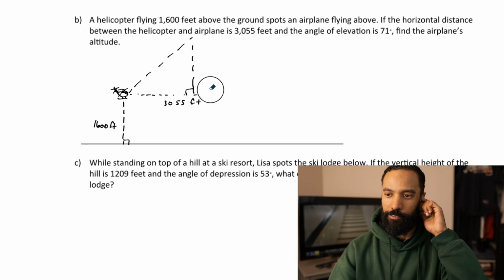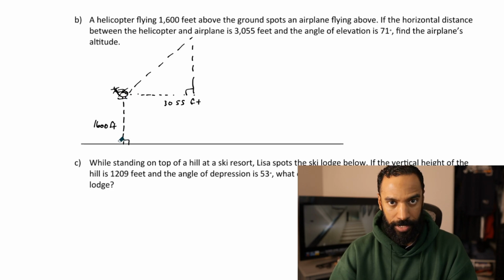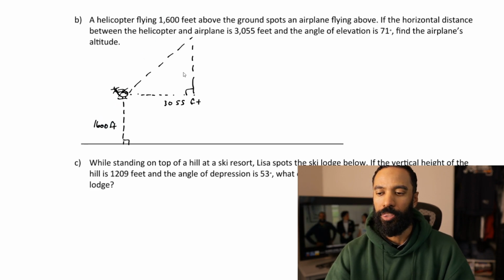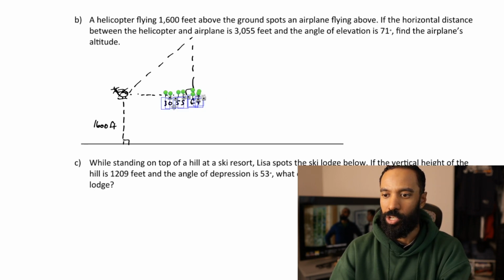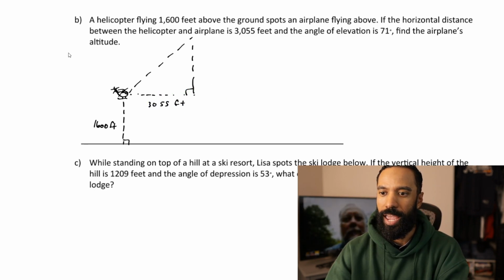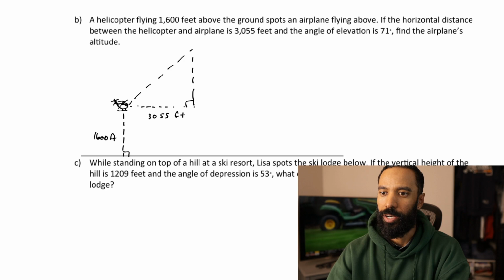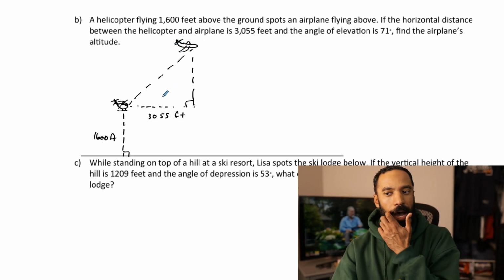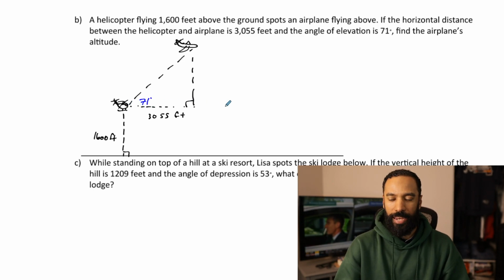So this one's interesting for a couple reasons. You might be asking what this part has to do with the trig. It doesn't. This is added height that we need to use at the end of the problem. But the 3,055, I don't want all that to move. The 3,055 is the horizontal distance between the helicopter and the airplane. There we go. Let's draw an airplane this way. And there's a 71 degree angle of elevation from the horizontal line of sight of the helicopter.